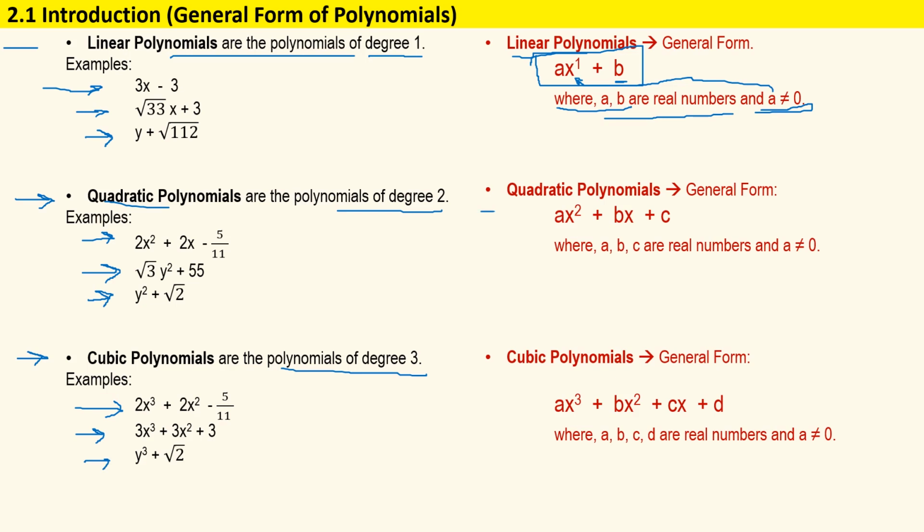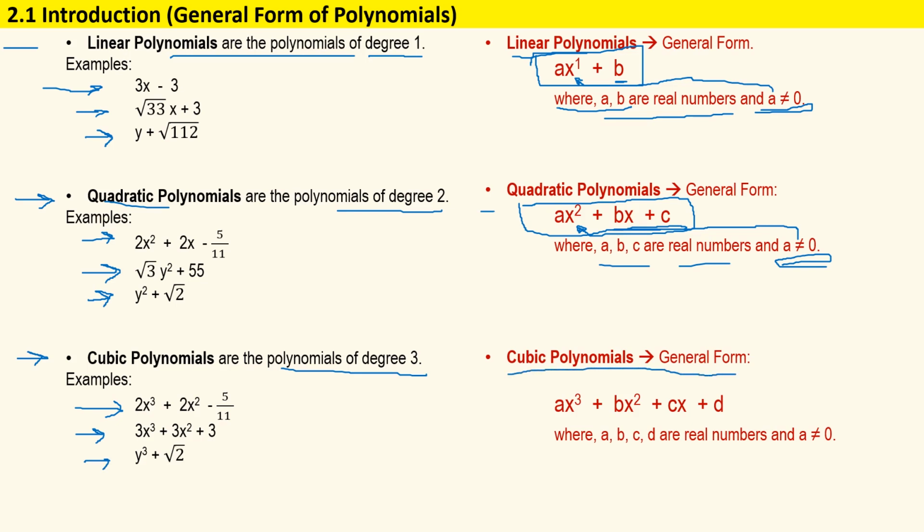The quadratic polynomials have a general form of ax square plus bx plus c, where a, b and c are real numbers and a is not equal to 0. And again, a is not equal to 0 because if a were to be equal to 0, then the term ax square will become 0 and we shall be left with bx plus c, which is not a form of a quadratic polynomial.